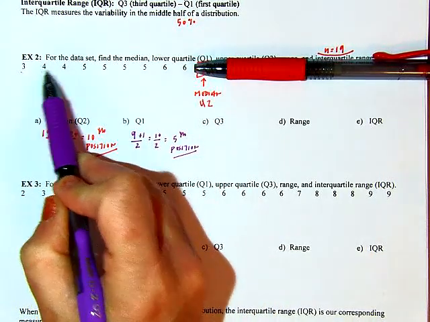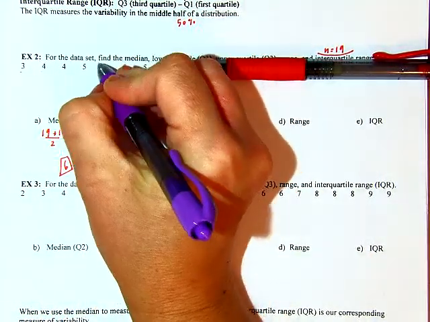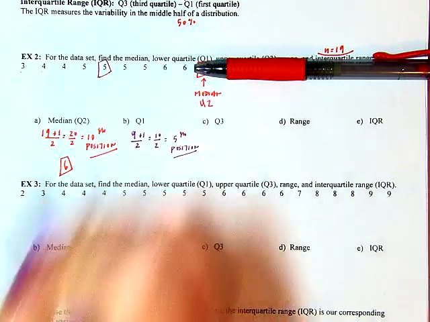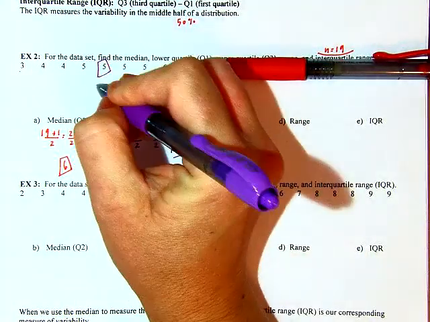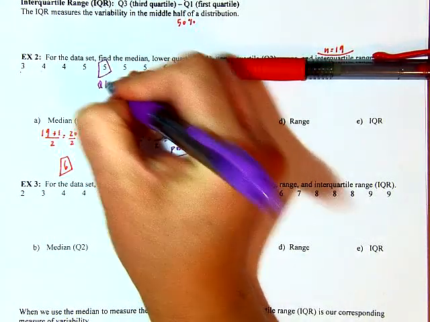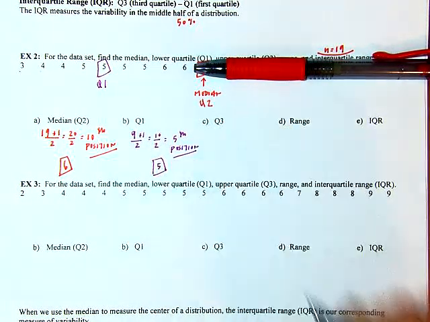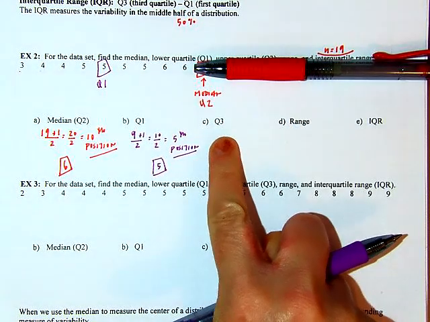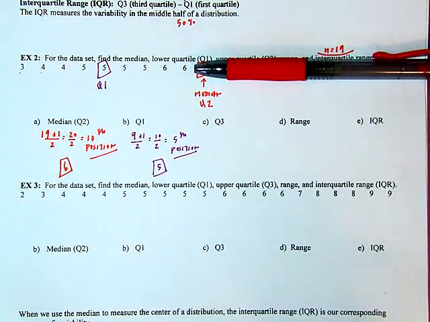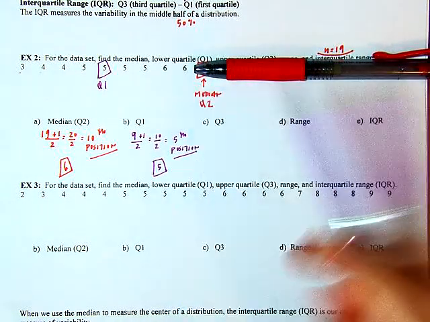So 1, 2, 3, 4, 5. Right here is what's in that 5th position. It happens to have a value of 5. Here's the Q1. Okay, for my Q3, it would be the same thing, 5th position. So I'm looking at, here's my median right here.